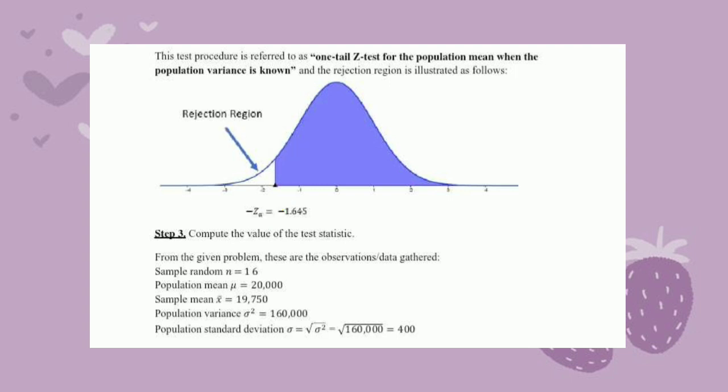Step 3. Compute the value of the test statistic. From the given problem, these are the observations or data gathered. Sample size n is equal to 16. Our population mean is equal to 20,000. Our sample mean is equal to 19,750. Our population variance is equal to 160,000. And our population standard deviation is equal to the square root of our population variance, the square root of 160,000, which is equal to 400.